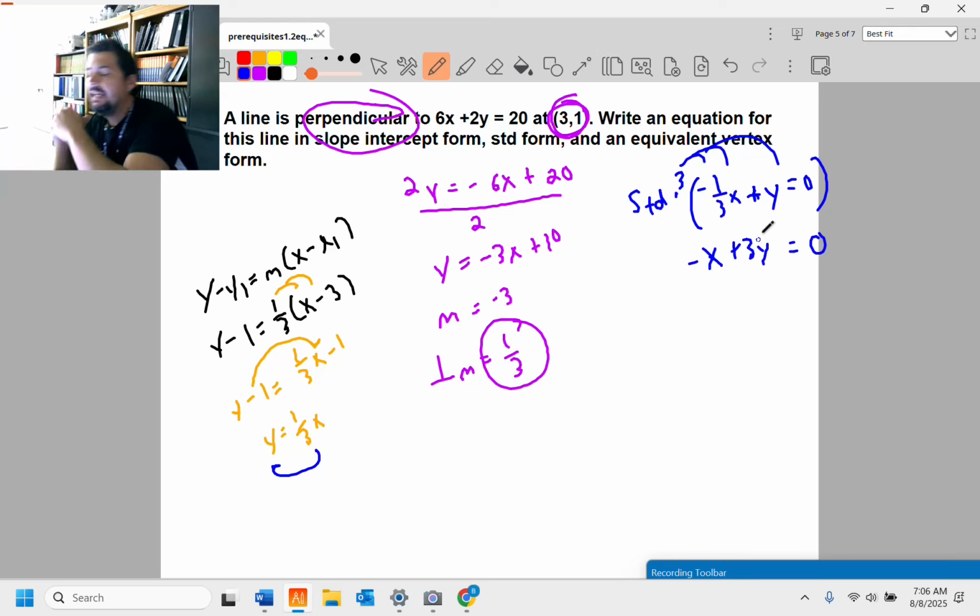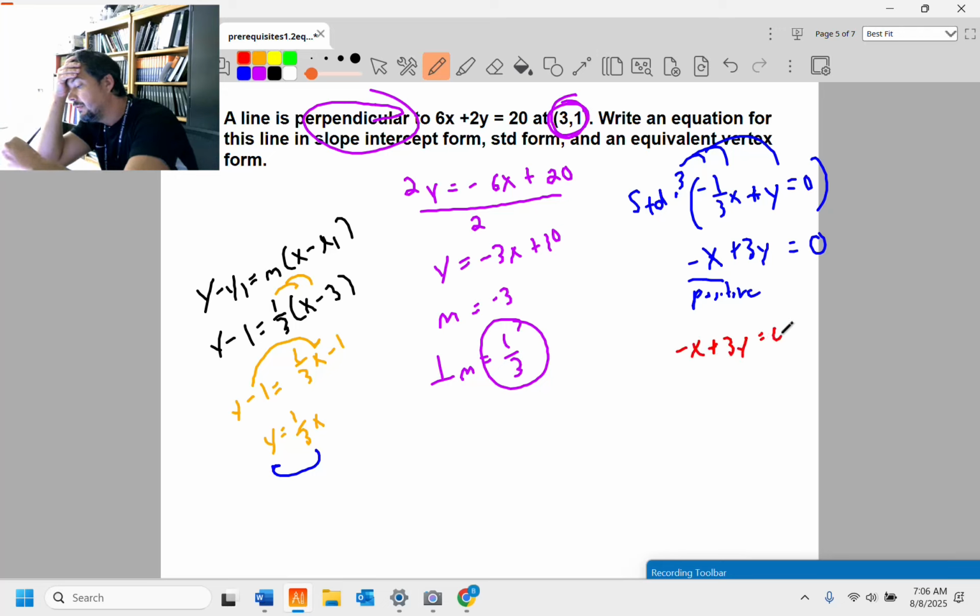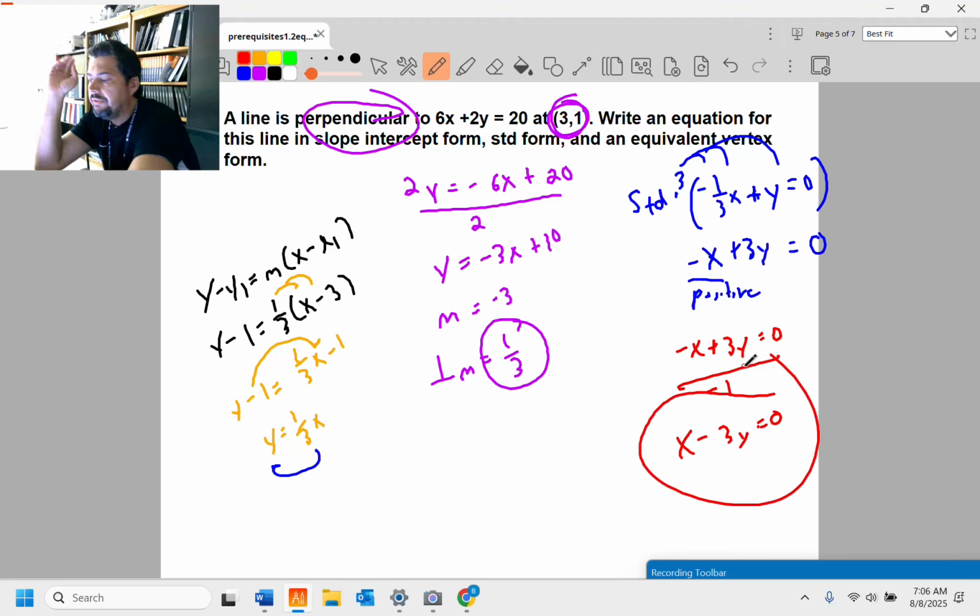Now, in standard form, this piece is supposed to be positive. So to make it positive, we're going to take our equation and divide the negativity out, and that will make the x piece positive. But now everything has to be divided by the negative 1. And we'll have x minus 3y equals nothing. All right, that is standard form.